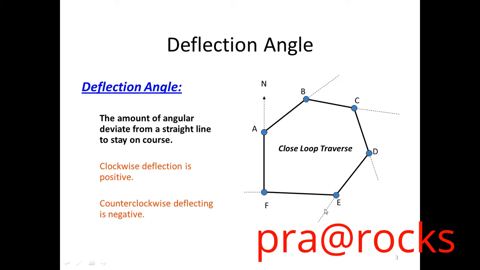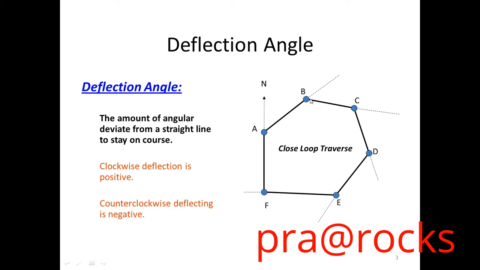Let's go and look at what a deflection angle is now. It is the amount of angular deviation from a straight line to stay on course. Clockwise deflection is considered to be positive. Counterclockwise deflection is considered to be negative.